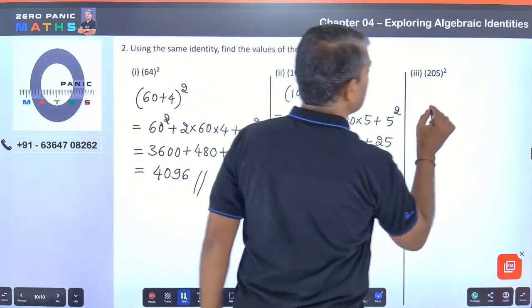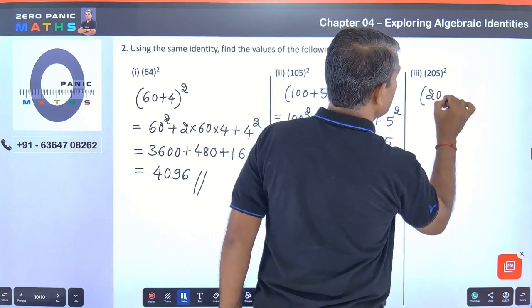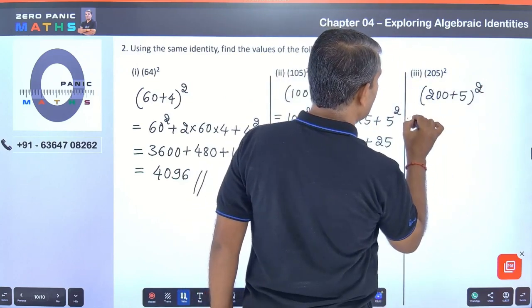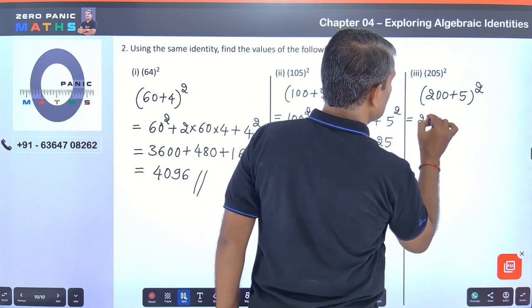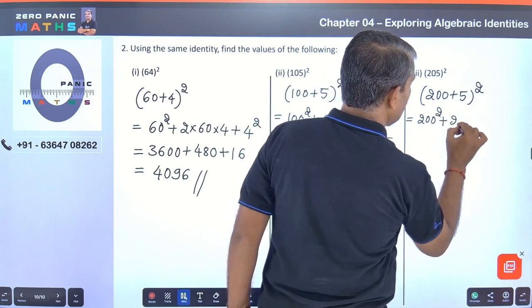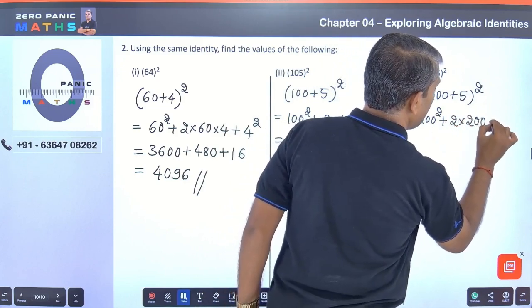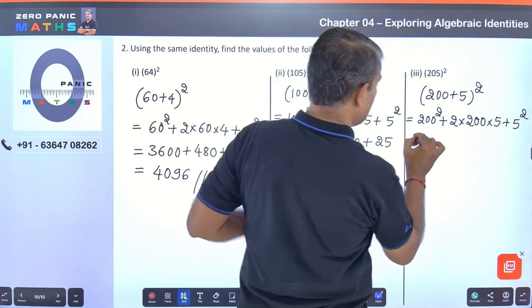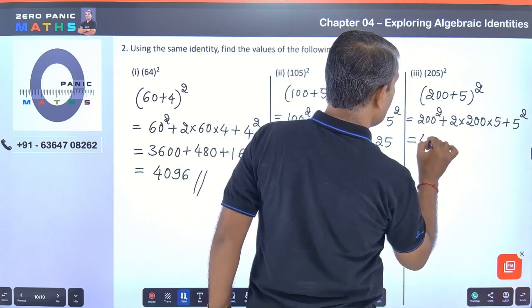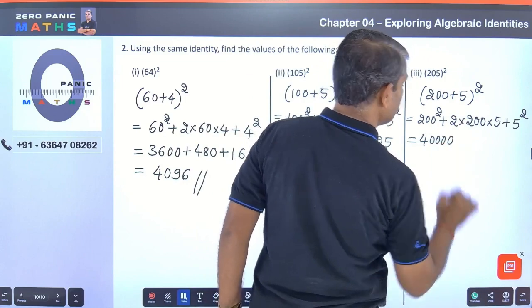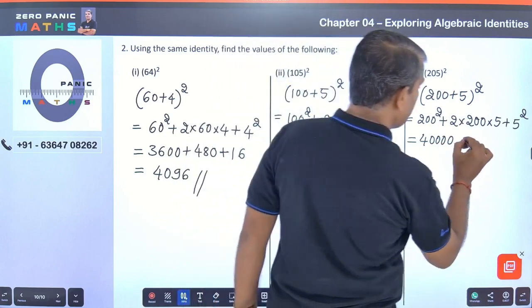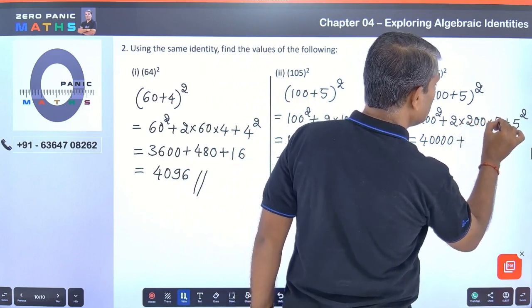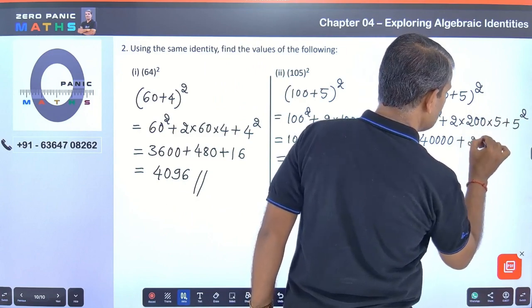Now similarly here also it is 200 plus 5 whole square, that is 205 whole square. Instead of 100 square, it is now 200 square plus 2 into 200, that is 2a into 5, plus 5 square. Now 200 square is 2 twos are 4 followed by 4 zeros, that is 40,000. Plus 2 into 200, that is 400, and 400 into 5, that is 2000.